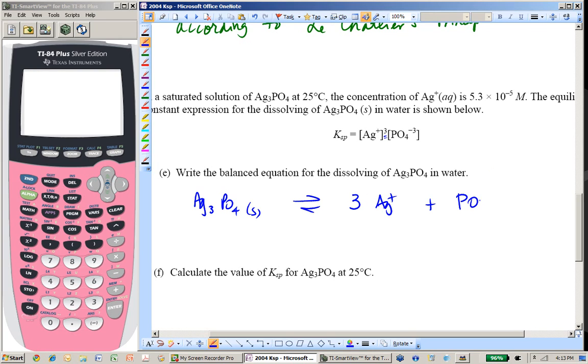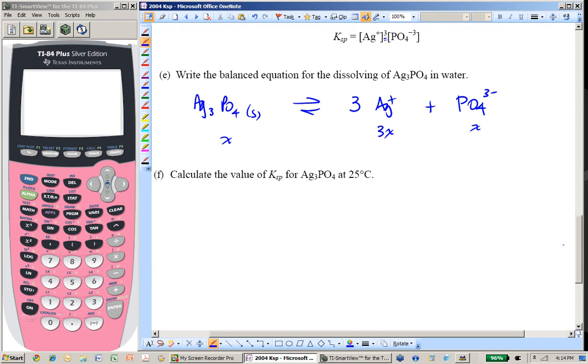Plus, they even gave me all the charges. Okay, this was a pity point. All right, so this would be x, this would be 3x, and this would be x. So if I find phosphate ion, I know molar solubility and vice versa. Calculate the value of the Ksp for this.